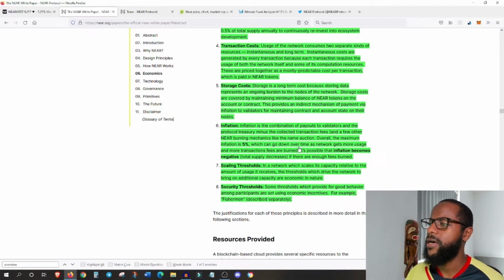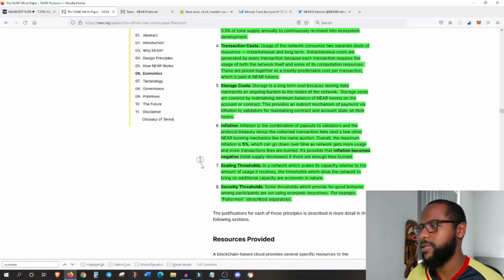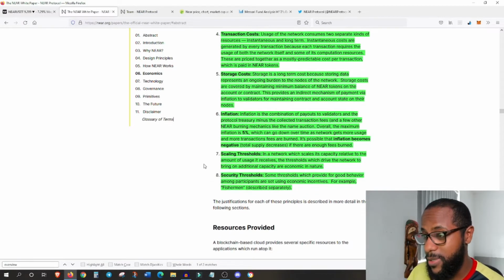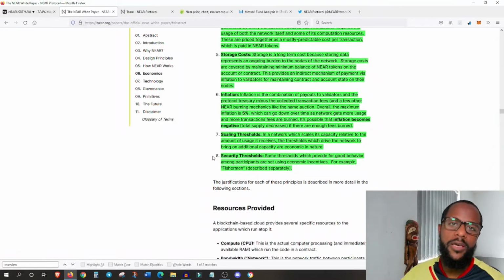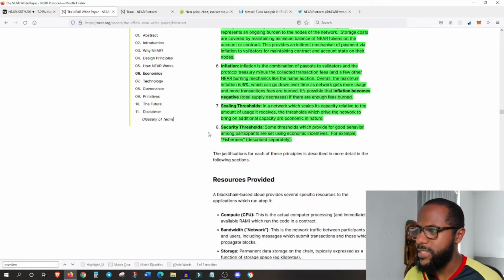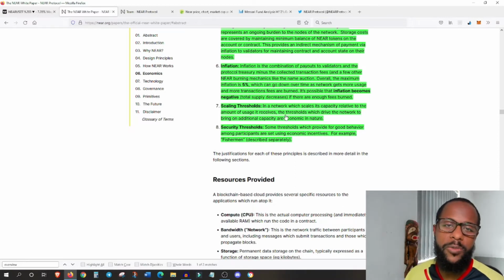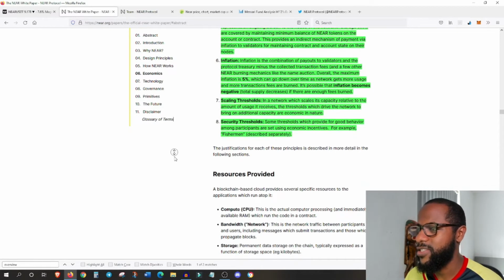Overall, the maximum inflation is 5%, which can go down over time as the network gets more usage and more transaction fees are burned. And it is possible that inflation becomes negative, where total supply decreases if there are enough fees burned. So basically, the bigger the network, the lower inflation goes. Scaling, very important. This is a newer protocol, so it's going to be much better with scaling. In a network which scales its capacity relative to the amount of usage it receives, the thresholds which drive the network to bring on additional capacity are economic in nature.